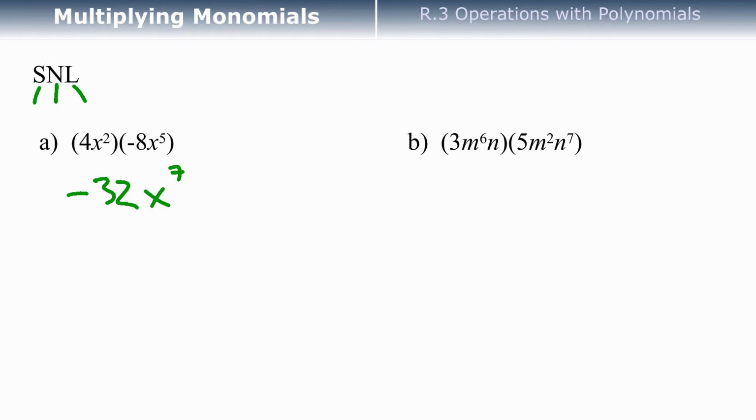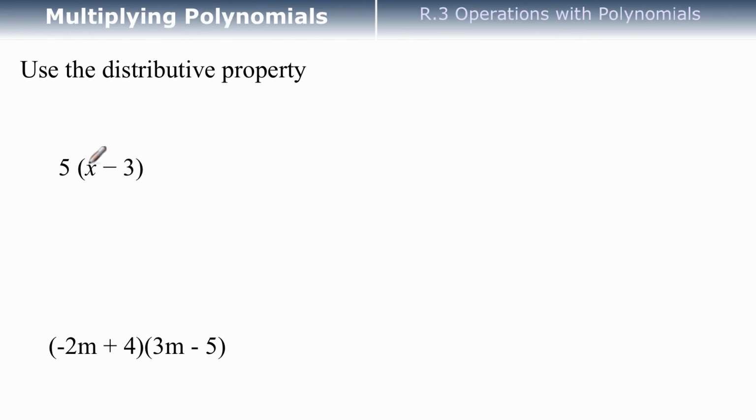Similarly over here, both are positive, so it's going to be positive. Oops. 3 times 5 is 15. There's my number part. And now let's deal with the letters. m to the 6th times m squared would be m to the 8th. n times n to the 7th would be n to the 8th as well. So that's multiplying monomials. Let's try where we're multiplying more than that.